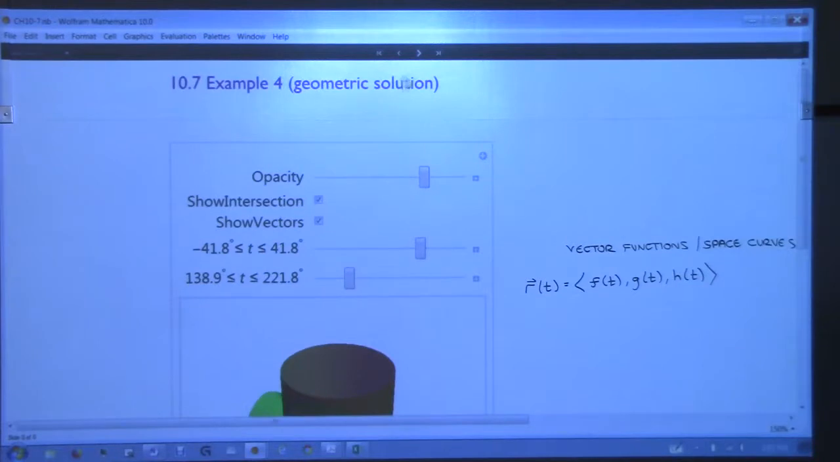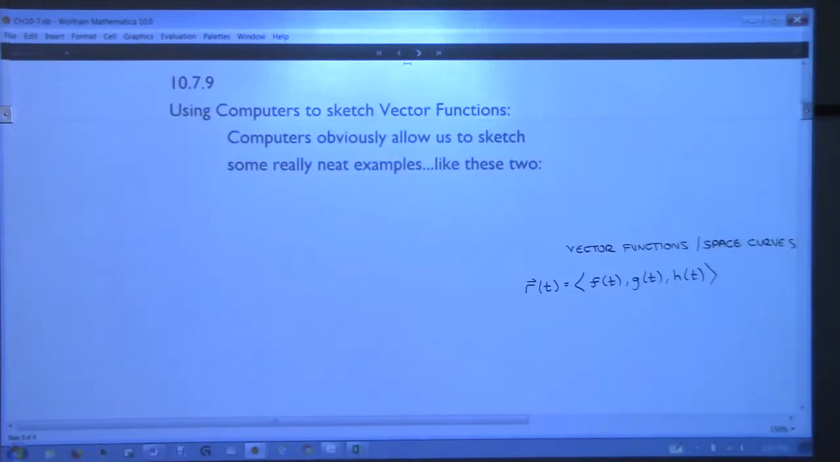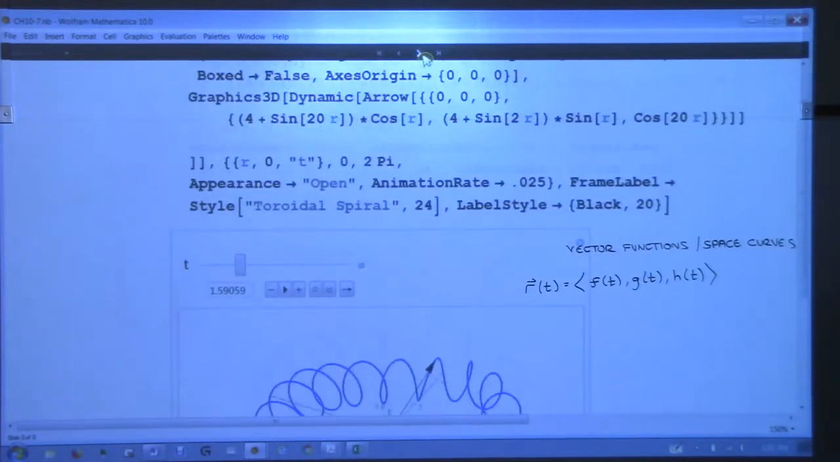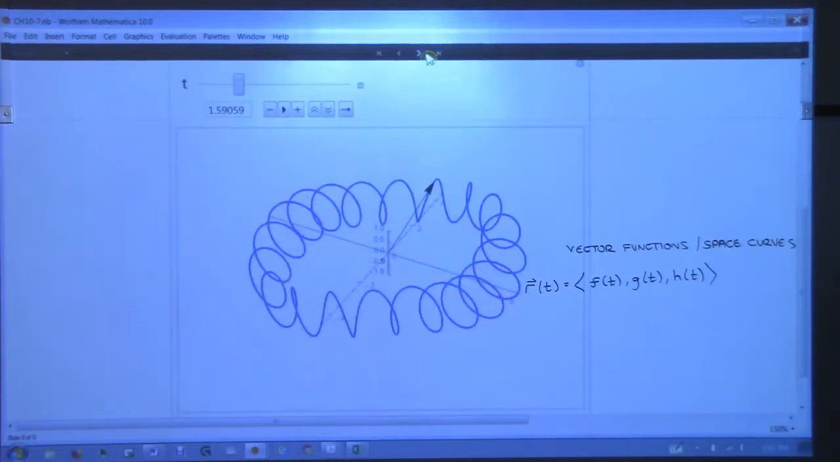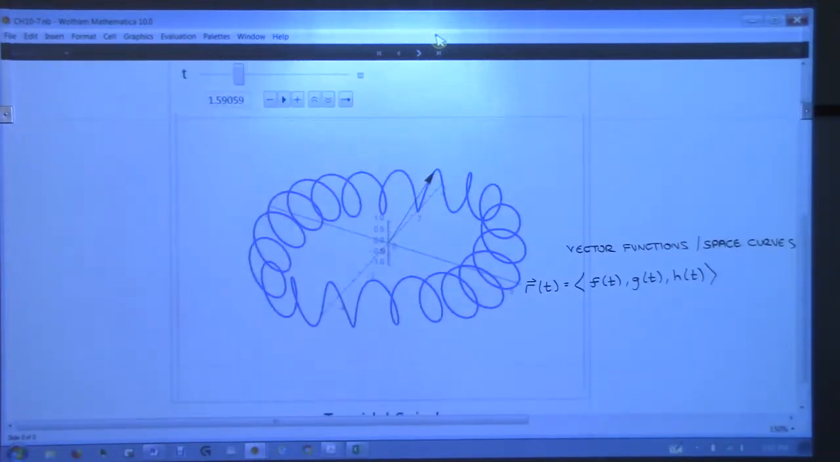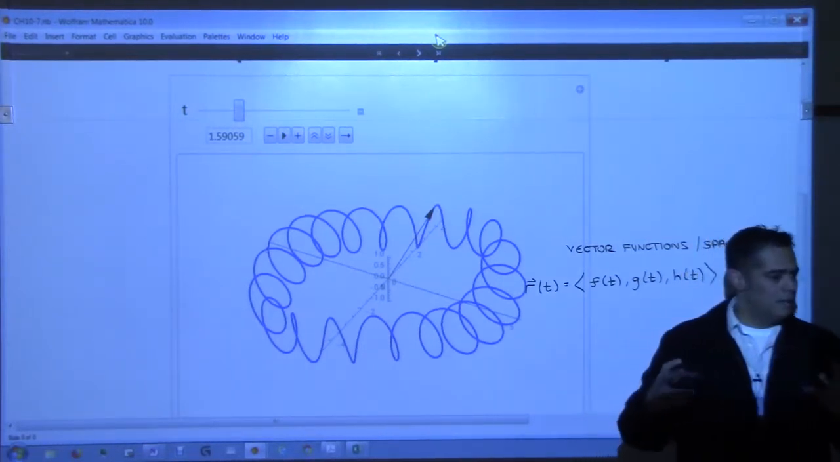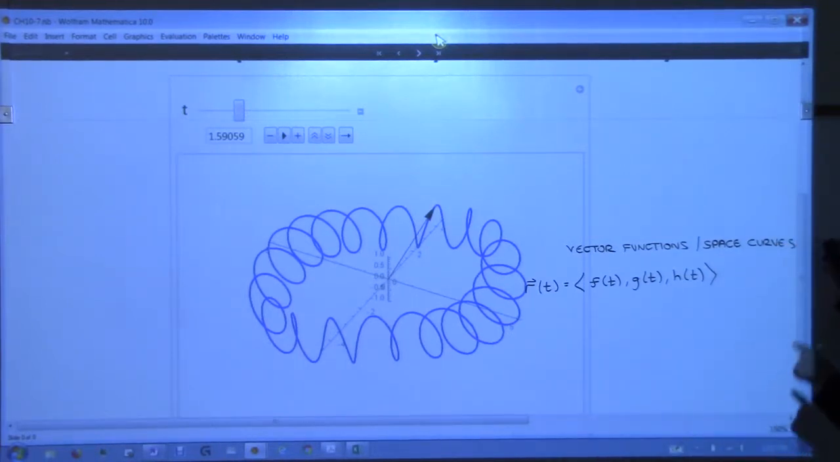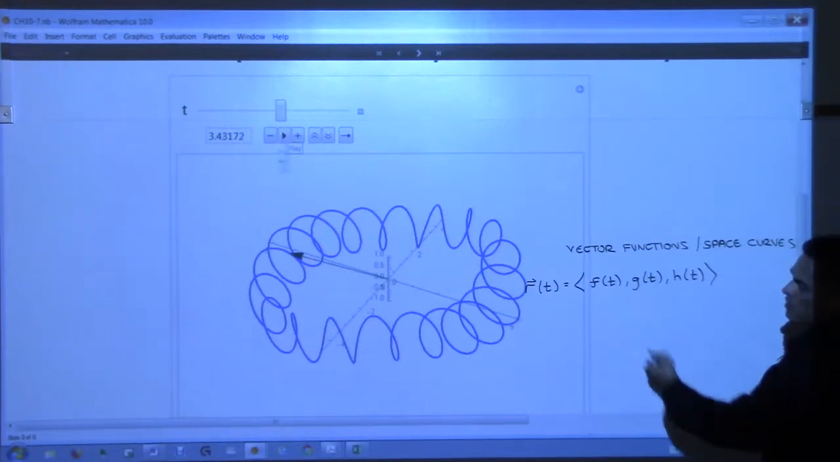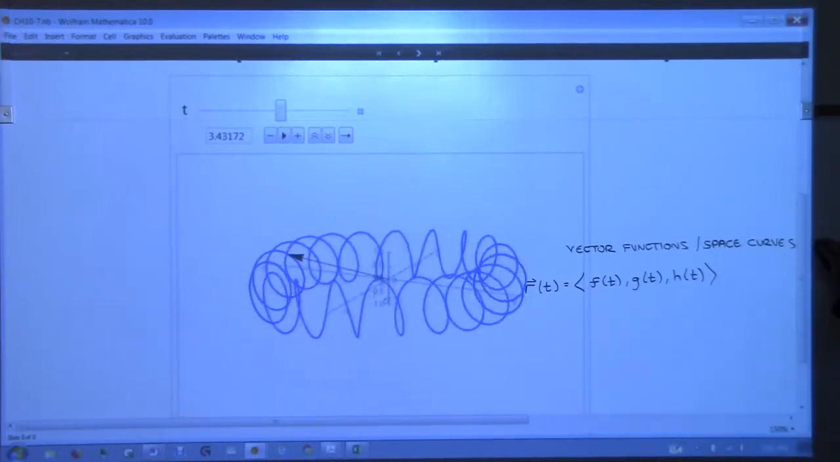But I want to show us some other vector functions that are just cool to look at if we use a computer to graph them. So here's what we call a toroidal spiral. If you've ever seen or heard of what's called a torus, it's basically a donut. So this is a curve, a path around the donut. You can see it spirals around the donut. It's called a toroidal spiral, and that is an example of a vector function. All right, 3-dimensional, right? Creates this pretty cool picture.